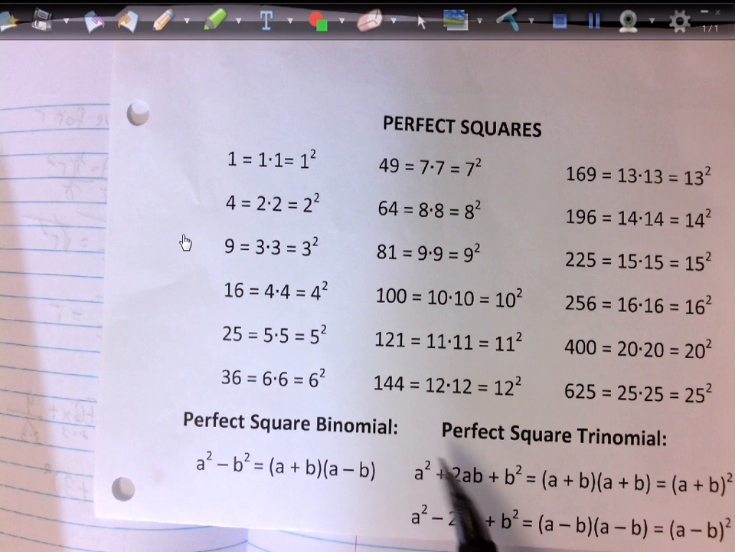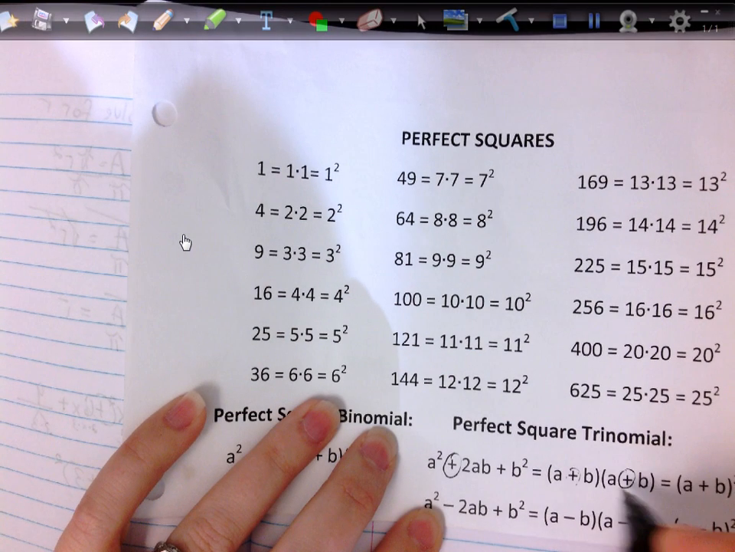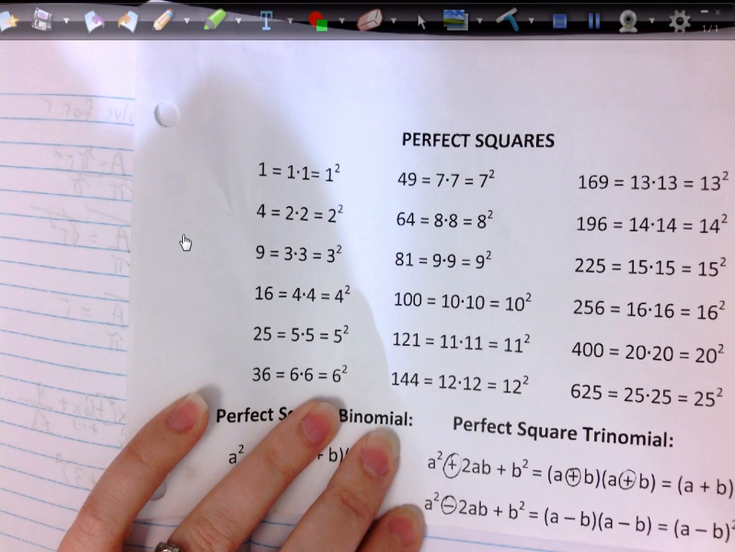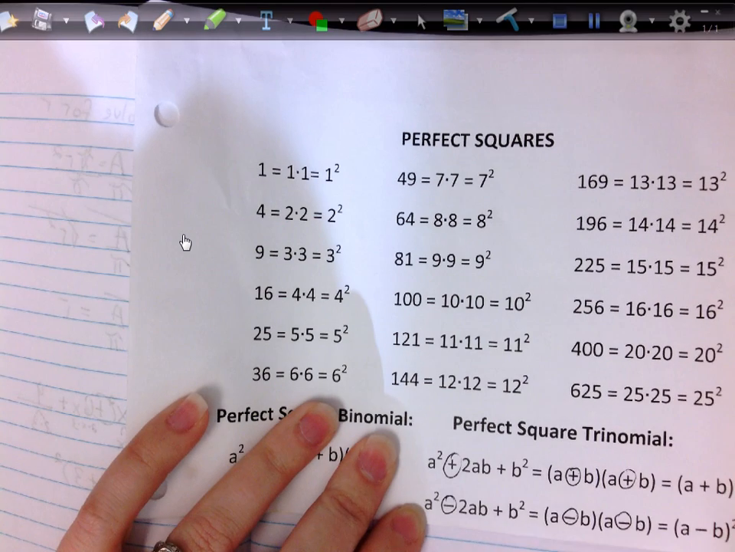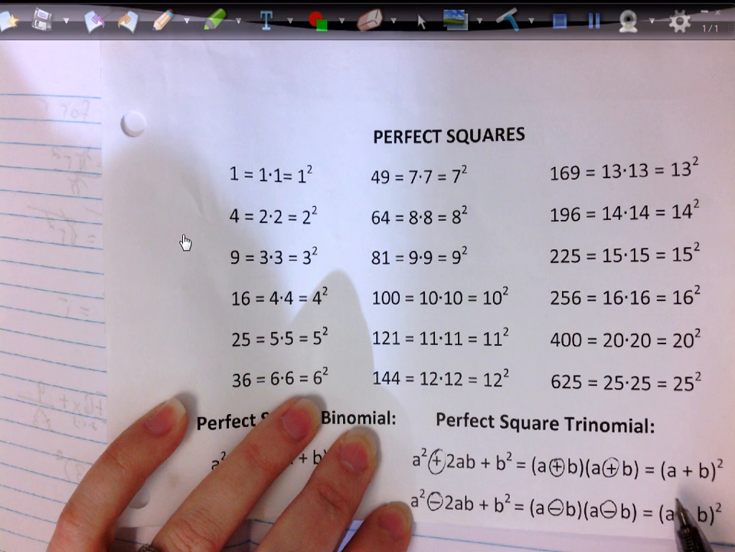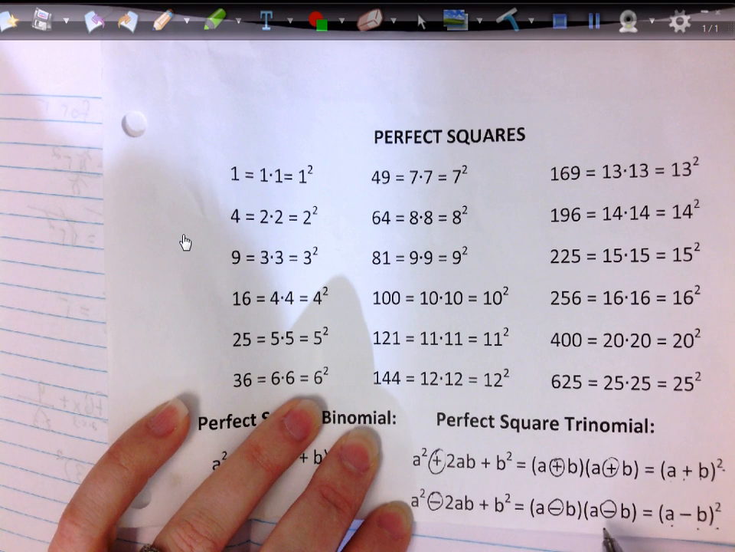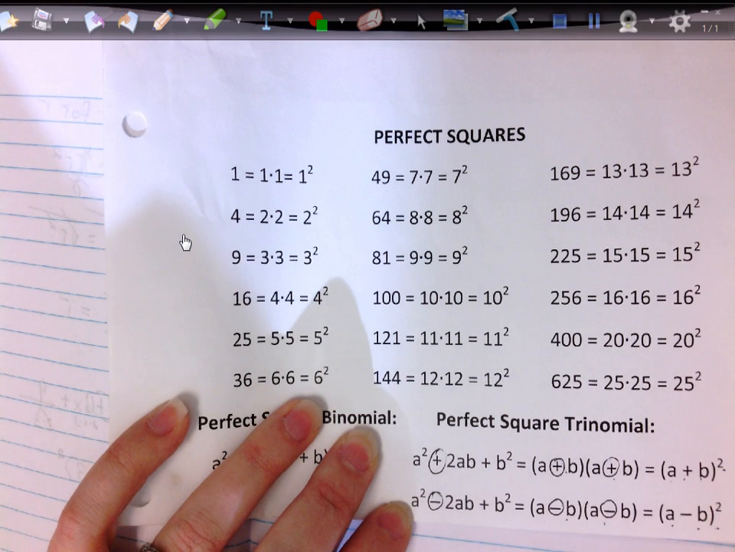In the event that this is a plus sign here, both of my parentheses are going to have plus signs. In the event that this is a minus sign here, both of my parentheses, my final answer, are going to have a minus sign. And I'm going to write my answer as a plus b squared or a minus b squared based on the sign inside the parentheses.